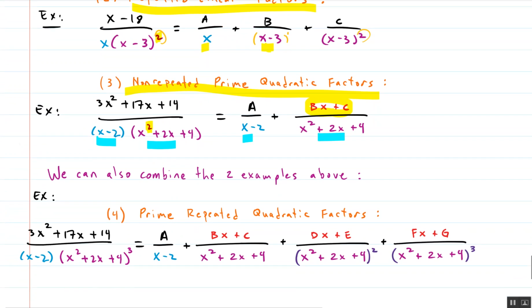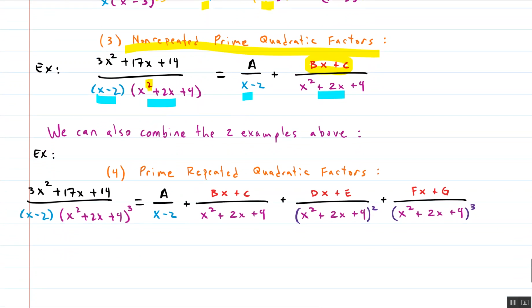Or we could take these two ideas and combine them, meaning we could have a quadratic that repeats. So if you're following the pattern you're seeing here, you're probably thinking, all right, well, unique factor x minus 2, there's an a over x minus 2. Now we've got another unique factor, x squared plus 2x plus 4. That's a quadratic, meaning it's got a 2 over the exponent, and it's prime. It can't be factored. And we've got 3 of them. So we do 3 of them.